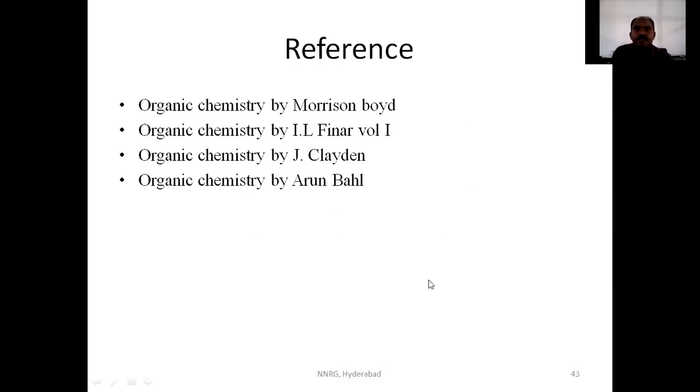For reference, we have referred to Morrison-Boyd organic chemistry, organic chemistry by I.L. Finar, organic chemistry by Clayden, and organic chemistry by Arun Bahl.